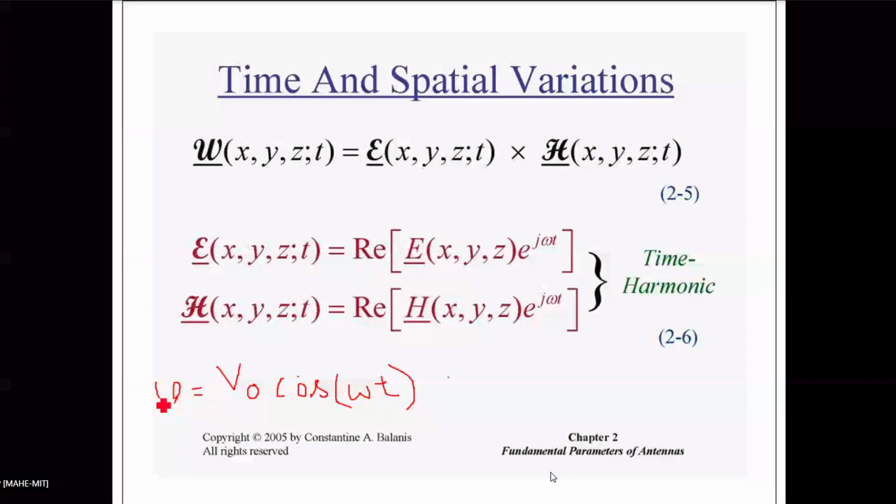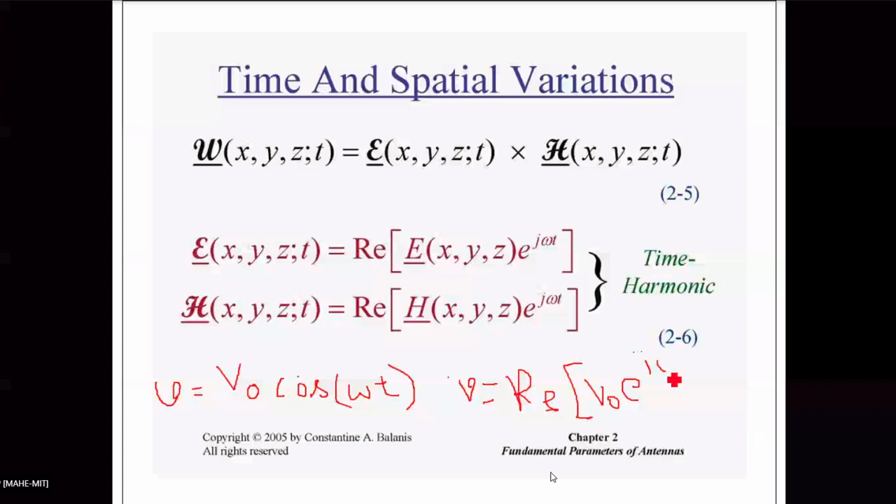Small v is the instantaneous representation of voltage. How do we write it in complex notation? Small v is equal to the real part of the complex notation, V e to the power of j omega t. So how do we get the instantaneous representation? The instantaneous representation is the real part of the complex notation.